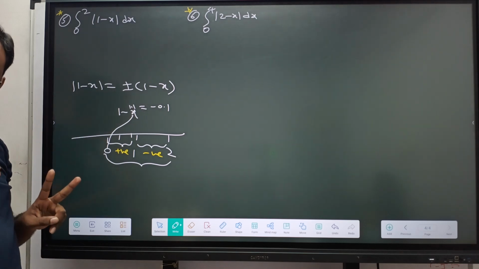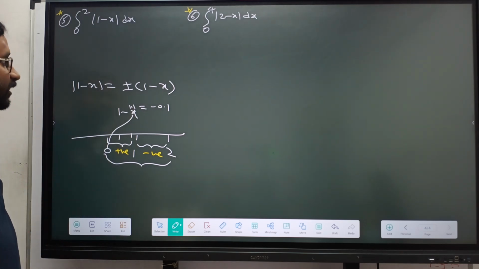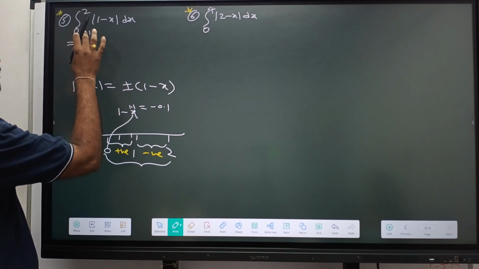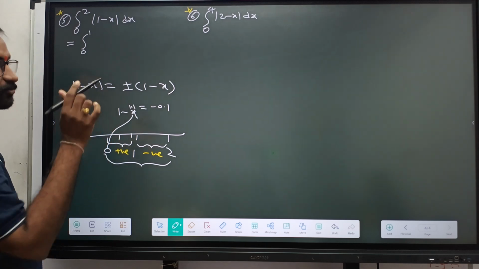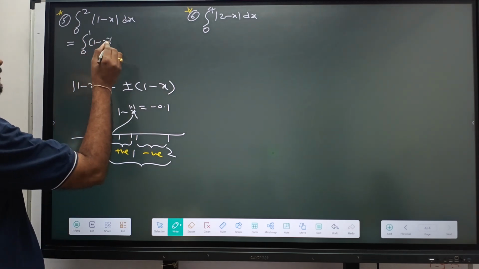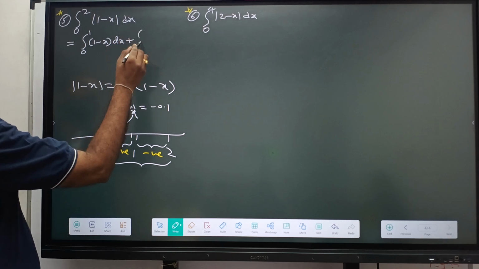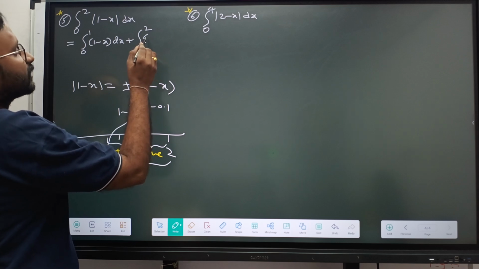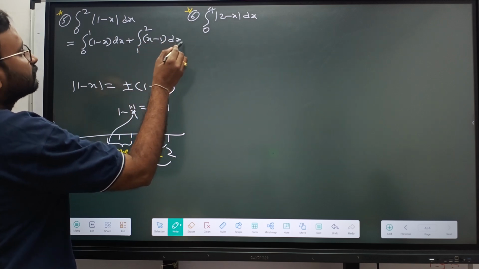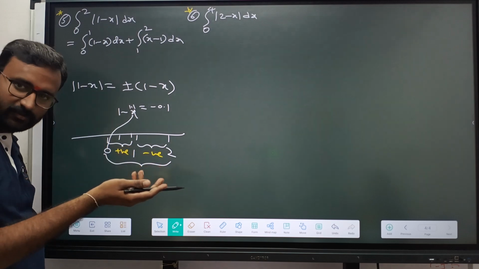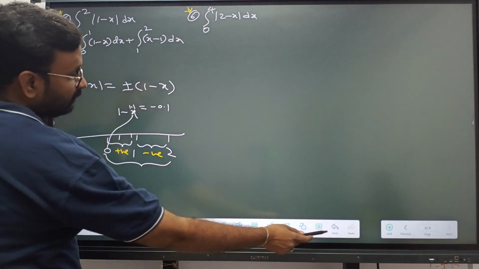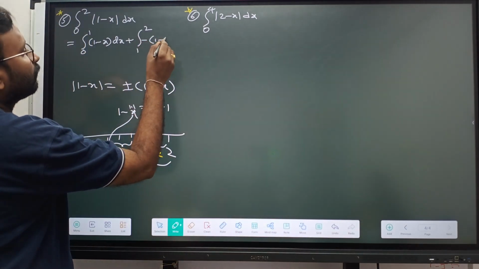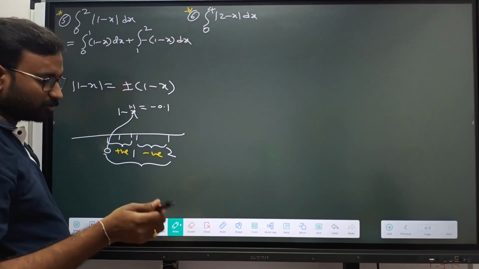So here we have two parts: one is the positive part, one is the negative part. That's why I am writing integral 0 to 1 of (1 minus x) dx, which is positive, plus integral 1 to 2, which is negative. So negative means we can write x minus 1, because minus of (1 minus x) will be x minus 1. Any doubt? No doubt?